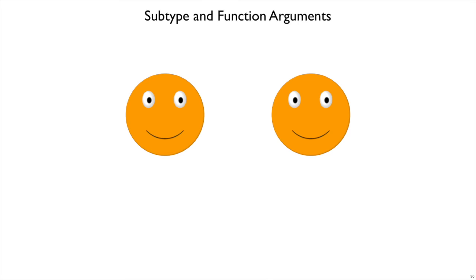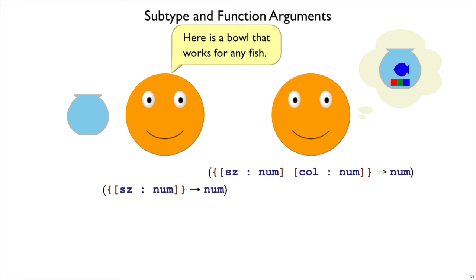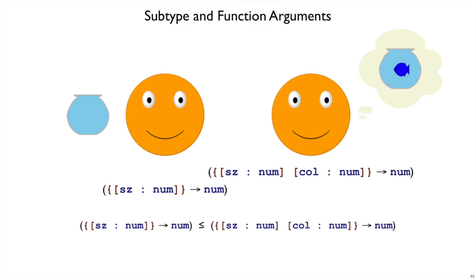On the other hand, let's say that Bob says, I need a fishbowl for my blue fish. I've got a colorful fish. I want a bowl that works on color fish. And Alice says, I've got this bowl that'll work on any fish at all. Will Bob be happy? And yes, that bowl can somehow take care of a color fish without having to look at its color. It can just monitor its health well enough. And so Bob is going to be happy in this case.